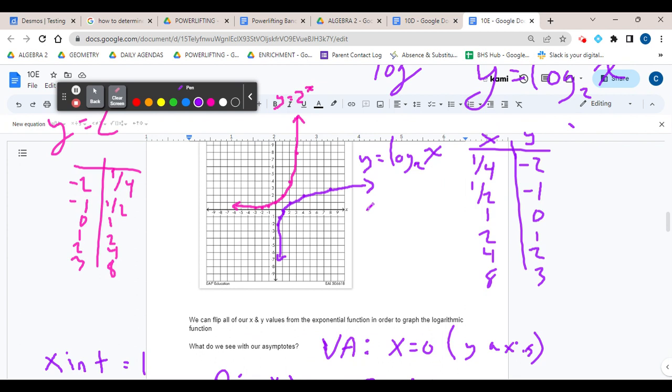So take some time and do the transformations on the next page. And that is it for the 10E notes for right now. And we will take care of the other stuff at a later date.